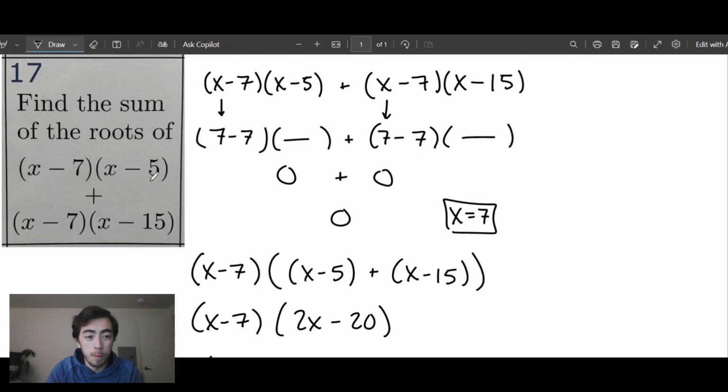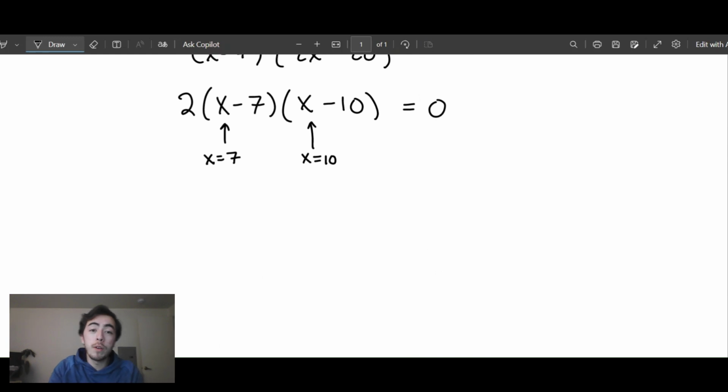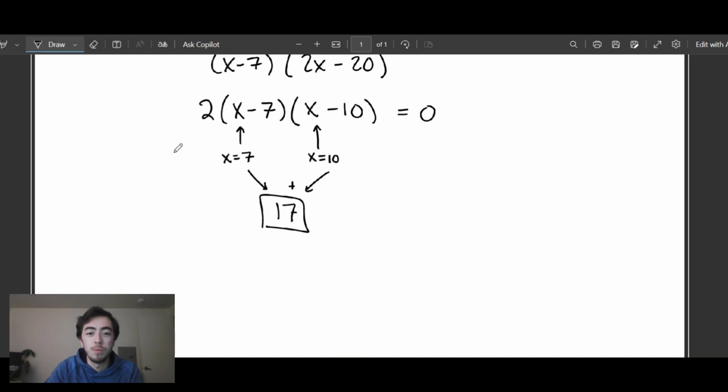I need to find the sum of the roots. I see no other factors. Like there's no x plus 3 over here. There's nothing else that's going to tell me that there's another number out there that would produce yet another 0. I believe 7 and 10 are my only roots. So adding these together, I get the number 17. That matches today's date, and we are all done.